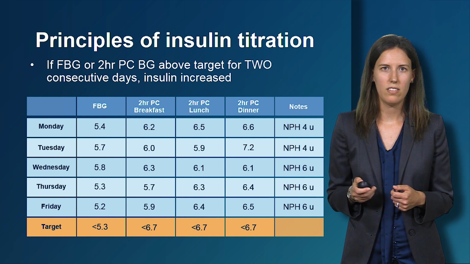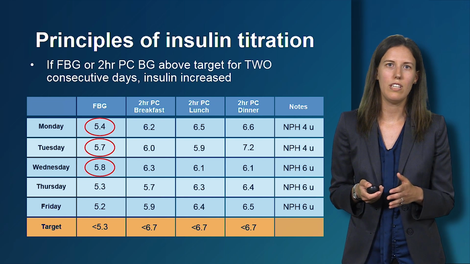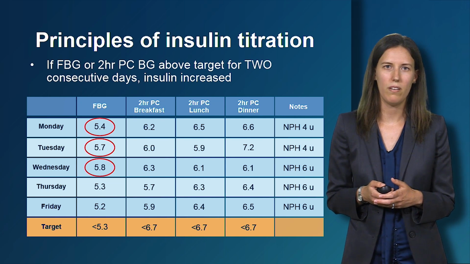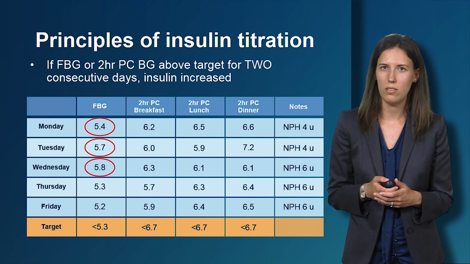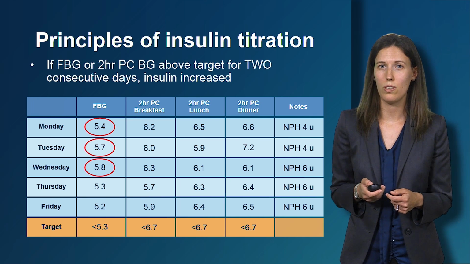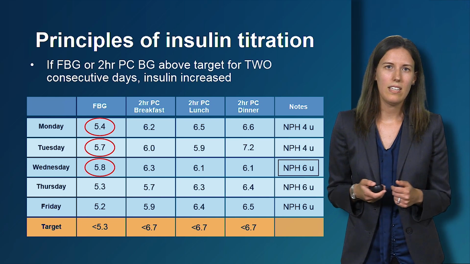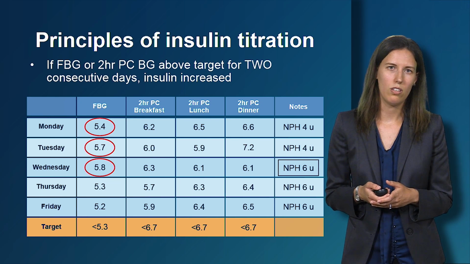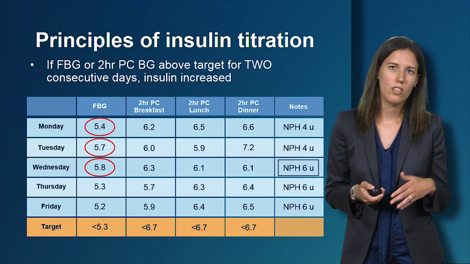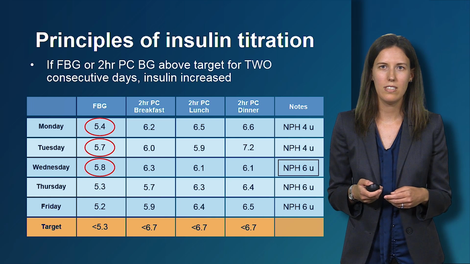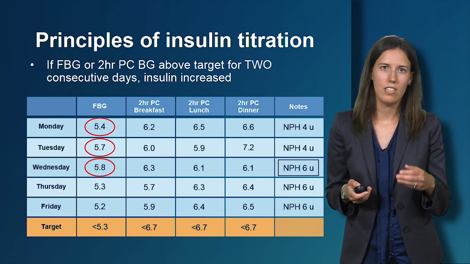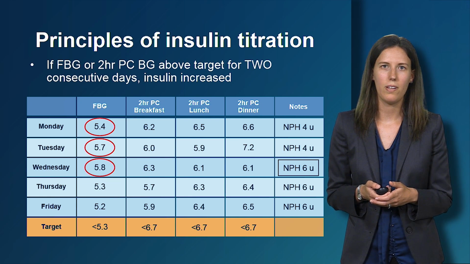So looking here at the fasting blood sugars, we see that there's 3 days in a row when the fastings were above the target of 5.3. And as such, on Wednesday, the decision is made to increase the NPH from 4 to 6 units. And with that increase, the blood sugars are in target. If the fasting blood sugars continue to be above target even despite having this increase, then that would be a trigger to then increase and titrate up further.